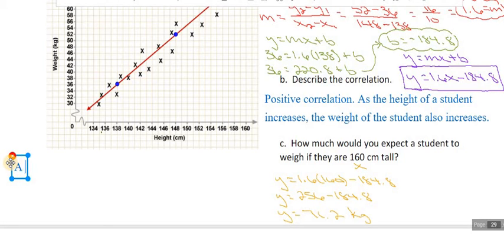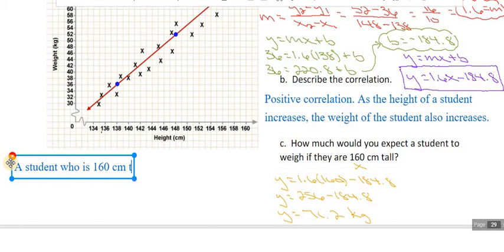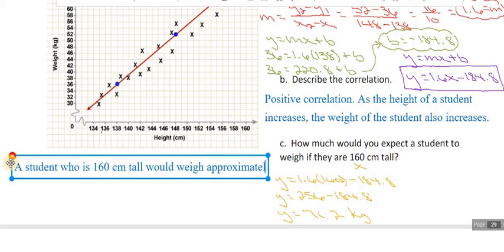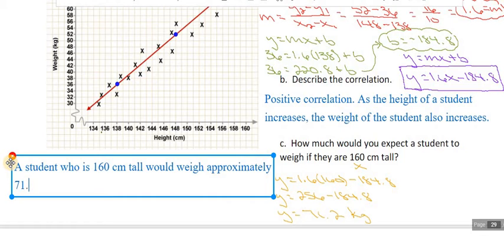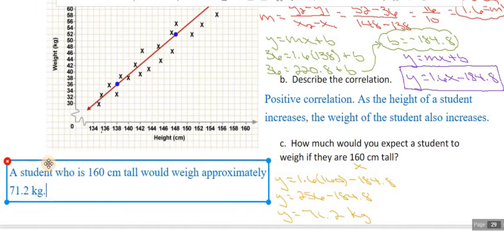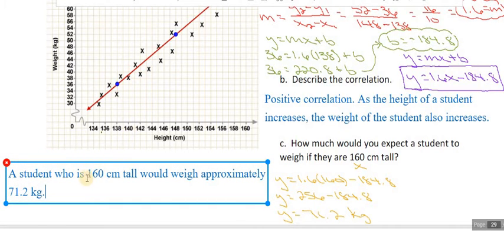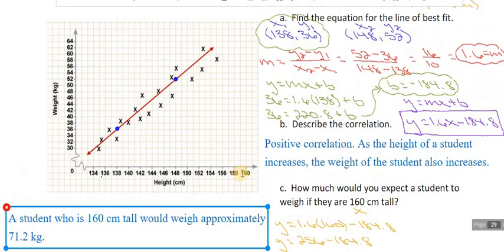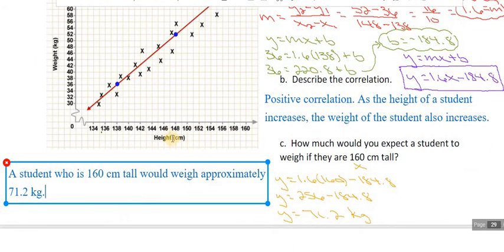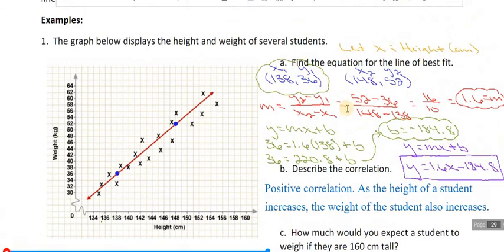Okay, so a student who is 160 centimeters tall would weigh approximately 71.2 kilograms. Now, if we look at our graph, and we go to 160 on the x, notice we didn't go that far out. So if we were to extend it, we could verify, but we're getting more exact answers now that we have literal equations.